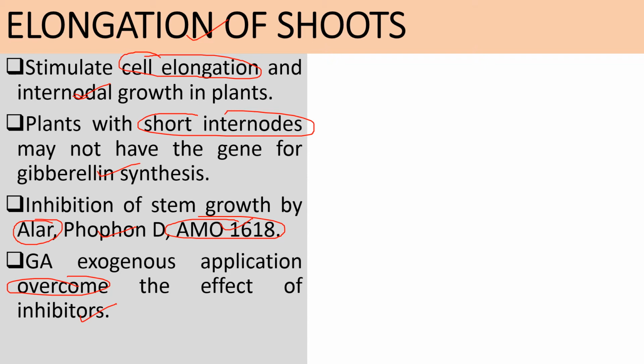So ये दोनों केसेस में ये जो एक्सटर्नल एक्सोजिनस एप्लीकेशन है जीए की वो ओवरकम करती है इनहिबिटरी केमिकल्स के इफेक्ट को भी, और अगर किसी प्लांट में जीन नहीं है जिबरेलिन सिंथेसिस की, so by applying external GA the plant will show the normal growth.